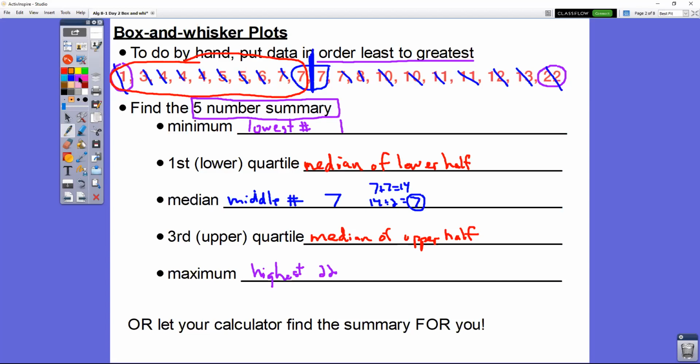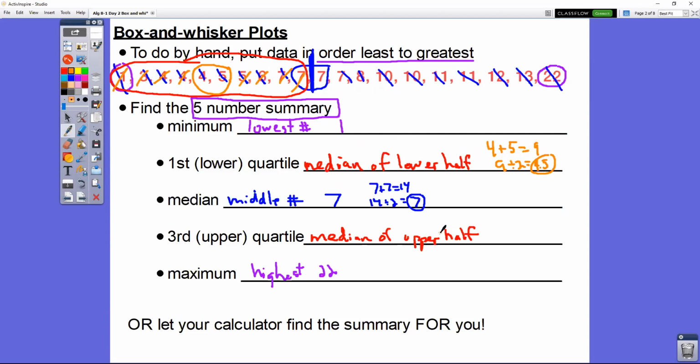So again, what you would have to do is cross out from the top and from the bottom, the first and the last, the first and the last, the first and the last. We end up with 2 numbers right in the middle. We have a 4 and a 5. So 4 plus 5 is 9. 9 divided by 2 is 4.5. We want that number that's right in between. Sometimes it's easy to calculate that. What number is exactly halfway in between 4 and 5? It's 4.5. So our first quartile number, the median of the lower half, would be 4.5.